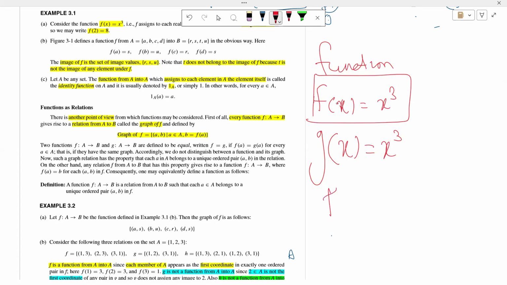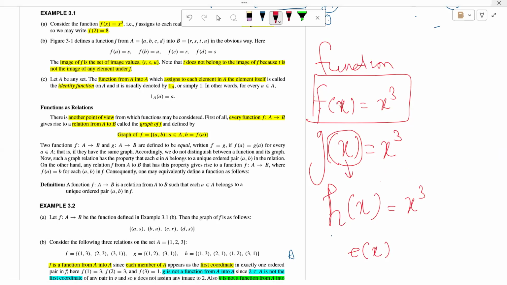Not only g, I can use h of x equals x cube. All are correct. We can use different lowercase letters to indicate the function. Maybe I can use e of x. Within this bracket, that is the variable, the changeable value, right?